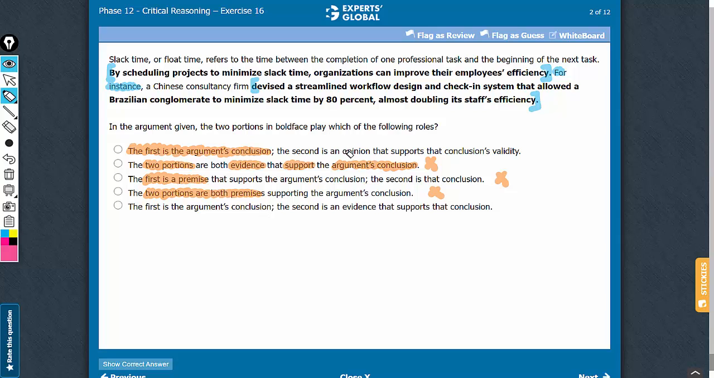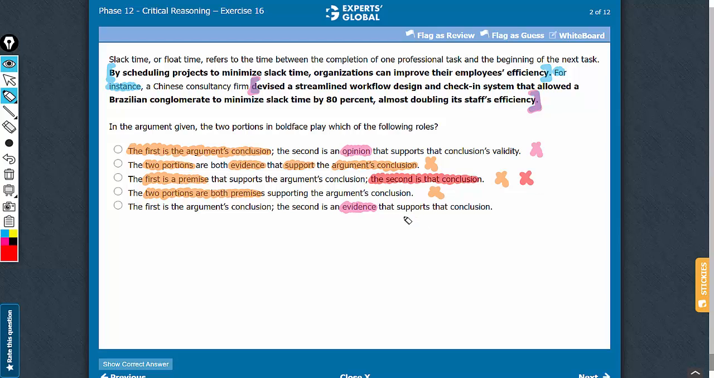And then something very interesting, answer choice A calls the second an opinion. But no, this is not an opinion. This is concrete factual information. Something like an evidence would work better. So answer choice A should be eliminated. Then one more problem here with answer choice C is that it calls the second the conclusion, which is not the case. First boldface is the conclusion, not the second.